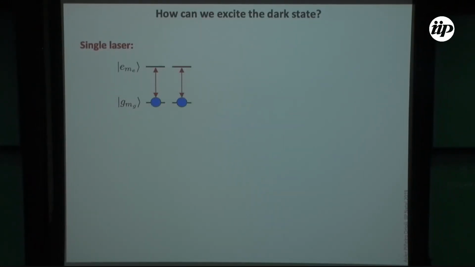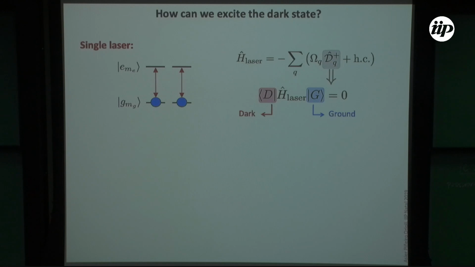Well, it turns out that if we just shine on a laser resonant with the ground to excited transition, there is no coupling to the dark state. So the Hamiltonian corresponding to this has zero matrix elements between any ground state and any dark state. Mathematically, the reason is that the Hamiltonian can be written in terms of these d plus and minus operators, which when you sandwich it in between G and D makes it vanish.